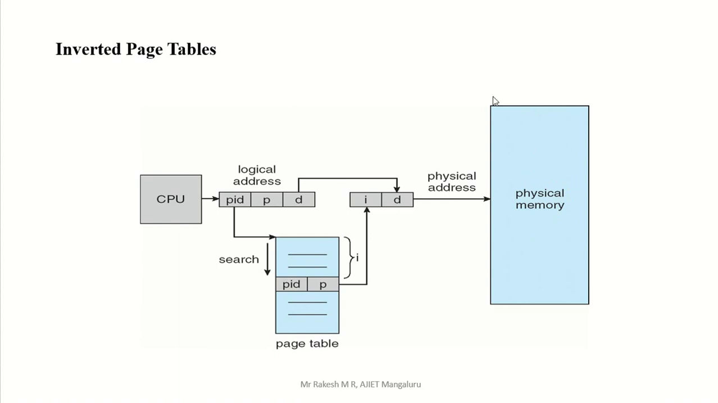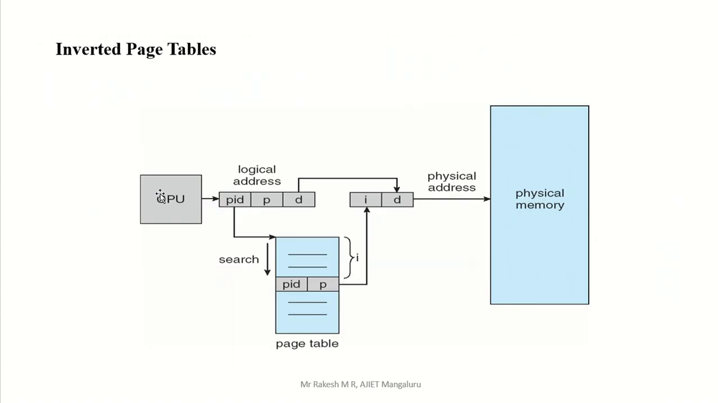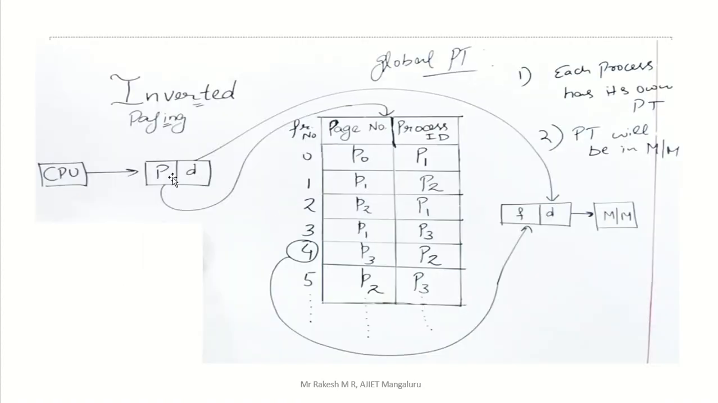OS will take care of that. So this is called inverted page table. I will go through it once again for your reference. I have written it here, so you can see this. The CPU will send one process ID and P, D. P means it will contain the page number. So actually both the PID and P we have in this logical address.